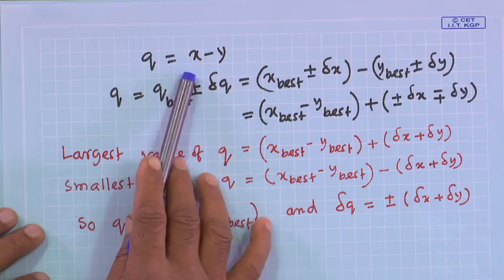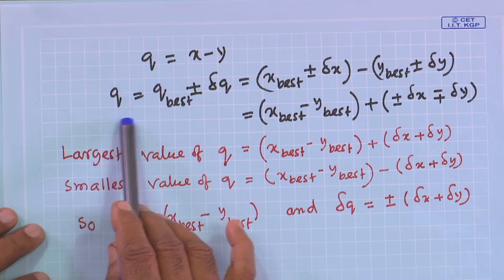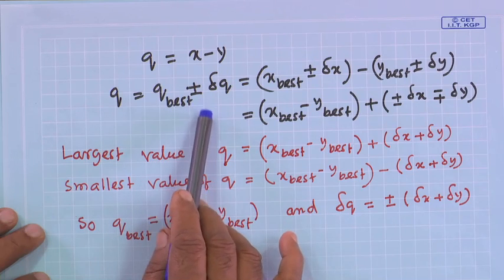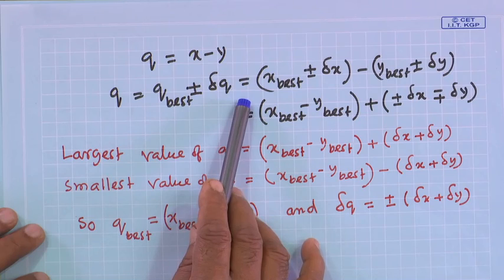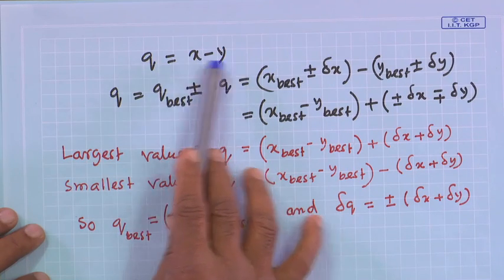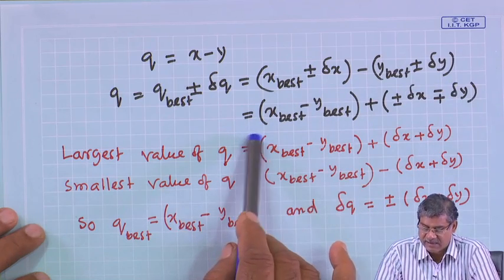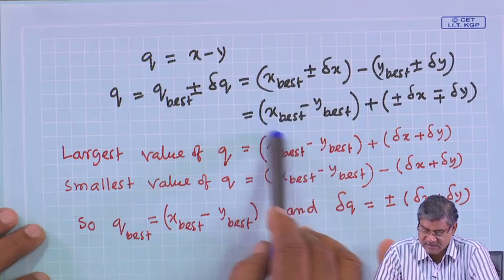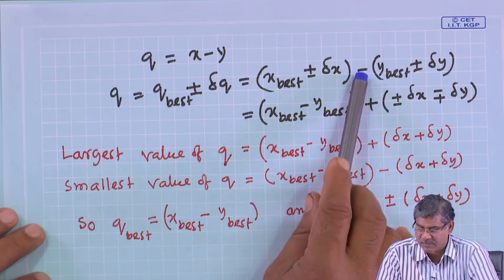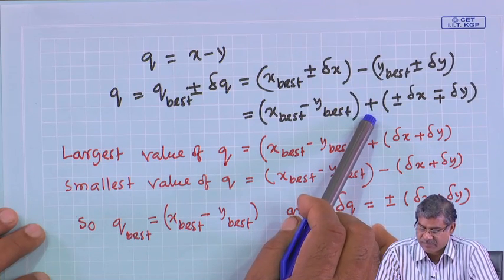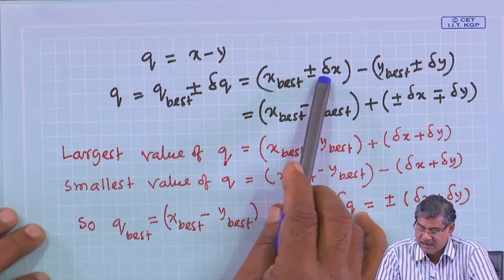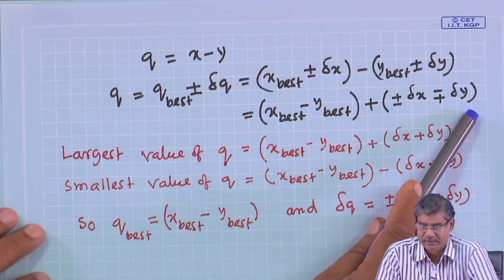Let us see the difference case. If x and y are related with the physical quantity q like this, q equal to x minus y, then in the same way we proceed. So, q is q best plus minus delta q equal to x minus y. So, x best plus minus delta x minus y best plus minus delta y, right. So, we can write x best minus y best, this is the q best, plus minus delta x, and here I have written minus plus delta y, right.